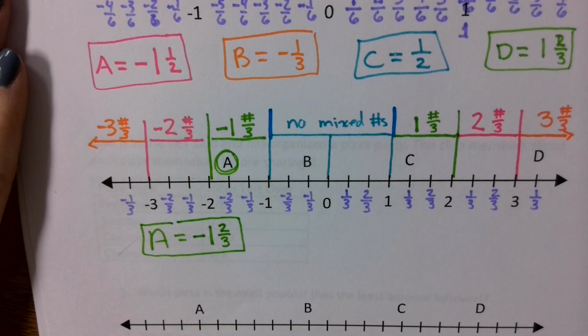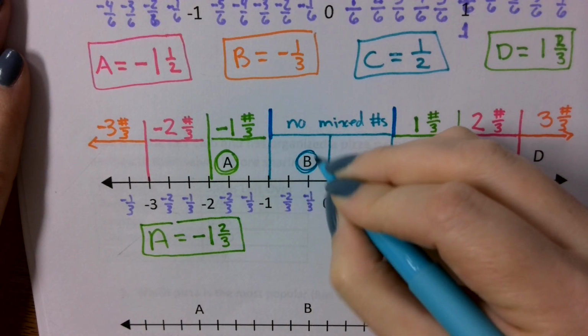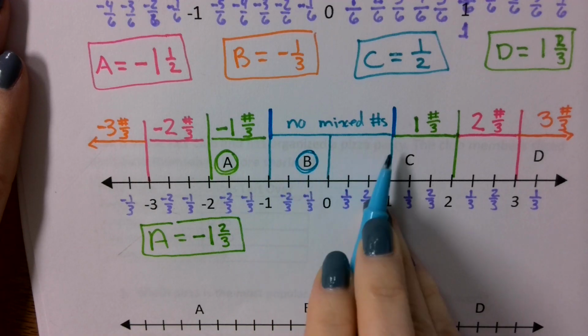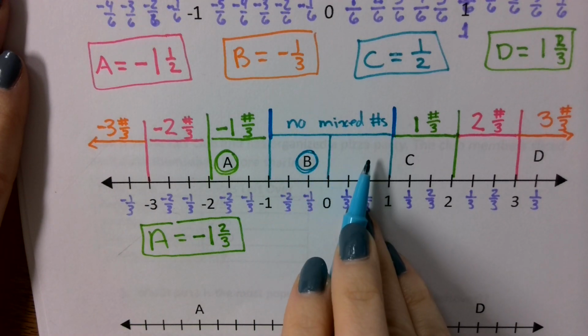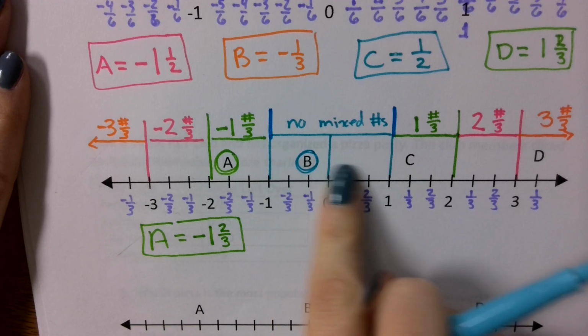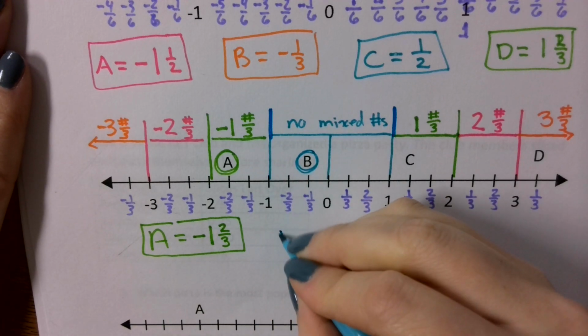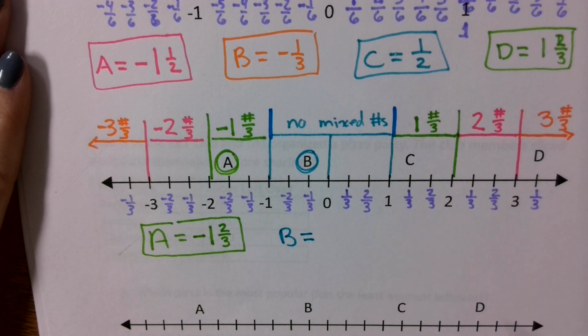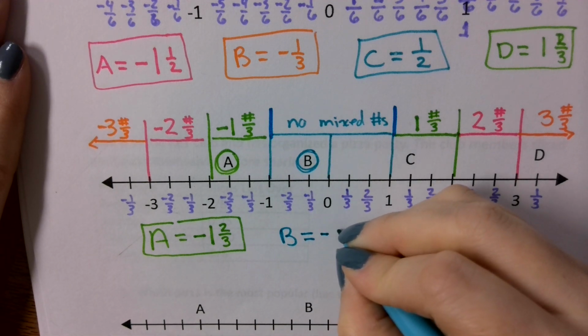Okay, let's take a look at B. B is located right here. Does B have a whole number portion to it? No, right? There's no mixed numbers. There's no whole number portion to B. So B is going to be just a fraction. What is the fraction? Negative 1/3.